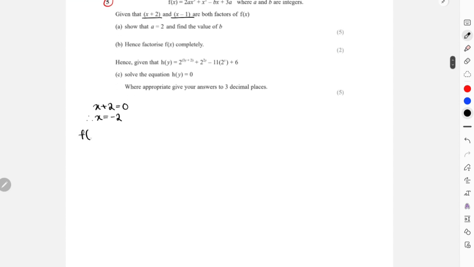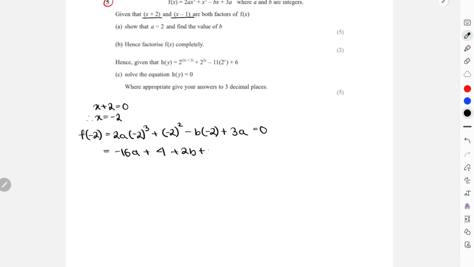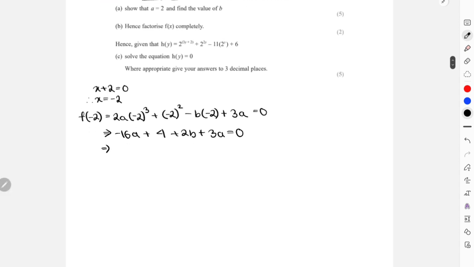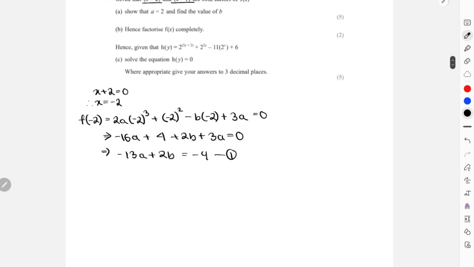So for x equals minus 2, f(minus 2) is going to be 2a(minus 2) power 3 plus (minus 2) power 2 b(minus 2) plus 3a equals 0, which is going to be 2 power 3 is 8, 8 into 2 is negative 16a plus 4 plus 2b plus 3a equals 0. You have two a's in the equation, so minus 16a plus 3a would be, sorry, minus 13a. Minus 13a plus 2b equals minus 4, that is your equation 1.